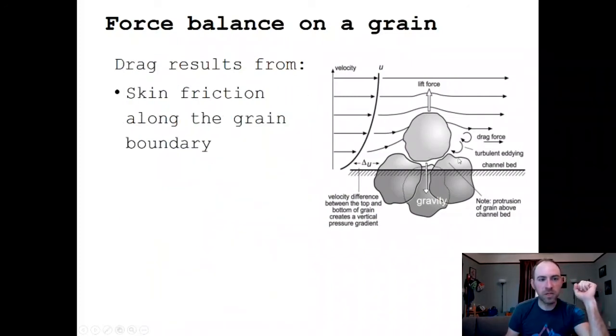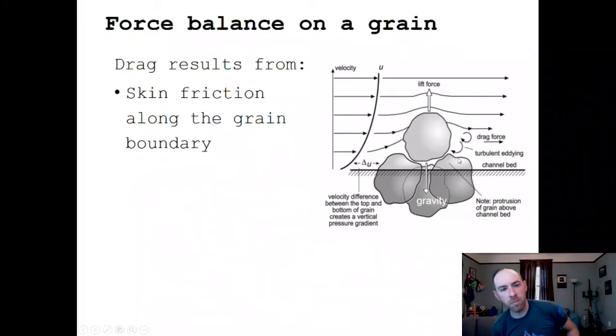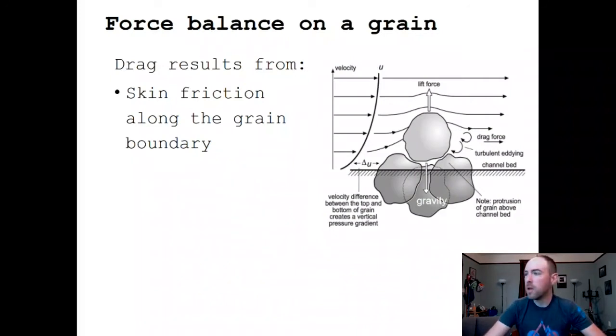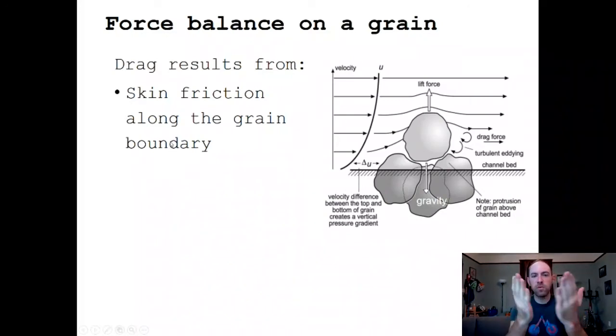And those drag forces occur because of a couple of different processes. And these two terms that I'm about to give you will be relevant in the context of other processes in sediment transport as well. The first one being what we call skin friction. And this is the friction of the fluid moving almost in a laminar sense around the particle itself, right?